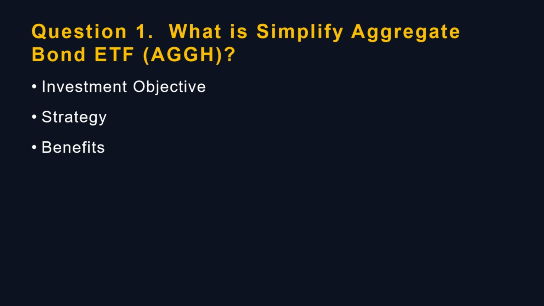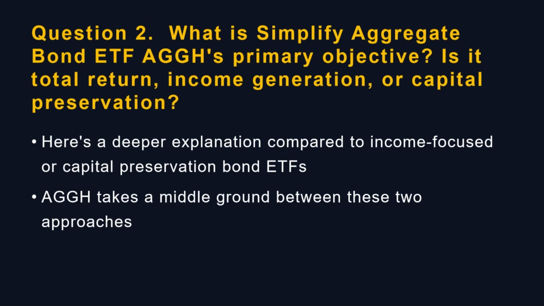Diversification. By holding a variety of investment-grade bonds and potentially using options, AGGH seeks to diversify its holdings and potentially reduce overall portfolio risk. Convenience. As an ETF, AGGH offers investors a transparent and easily tradable way to gain exposure to a diversified pool of bonds. Question 2. What is Simplify Aggregate Bond ETF AGGH's primary objective?